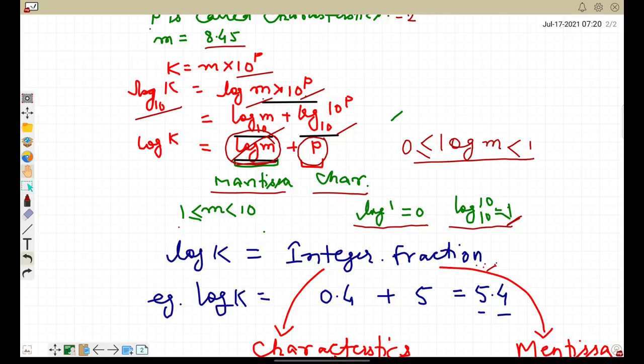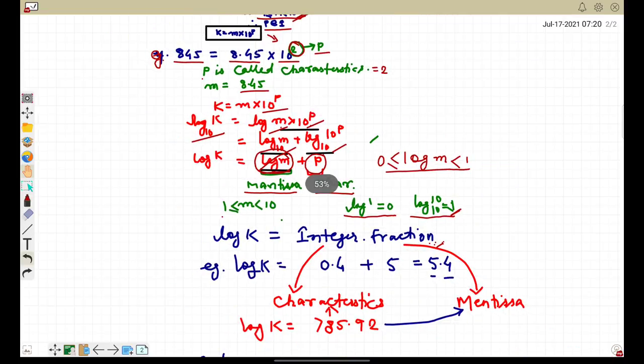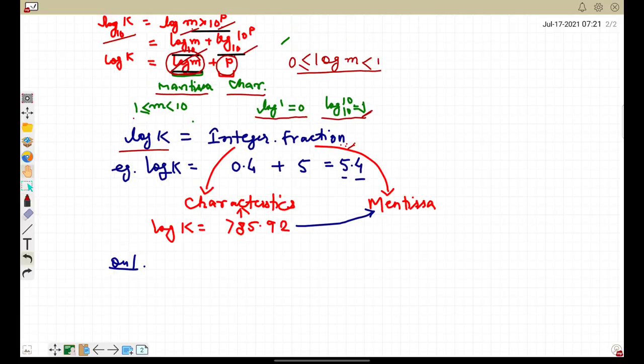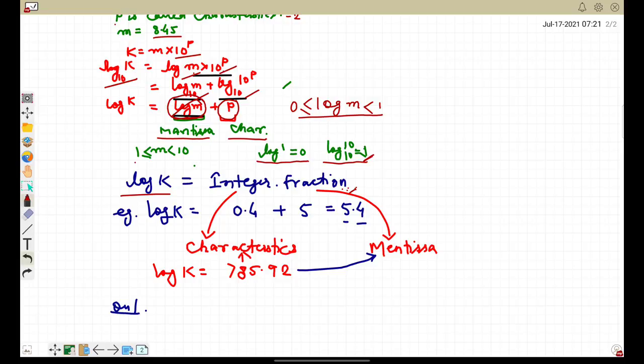So using this concept, we can try to find the characteristics and mantissa for any number. Just consider, if you take log k, then this complete value p is always some integral value. You can check here, because p is always some integral value. So we write here p, and log m always lies between 0 to 1. So this one is the mantissa and this part is the characteristics. If we add these two, then the complete value is log k.